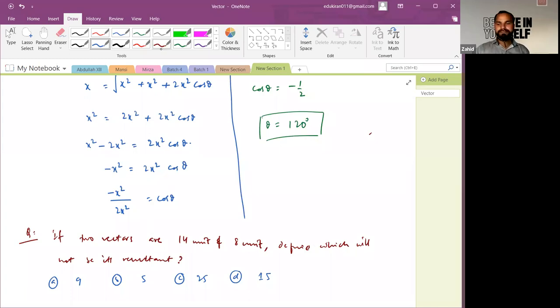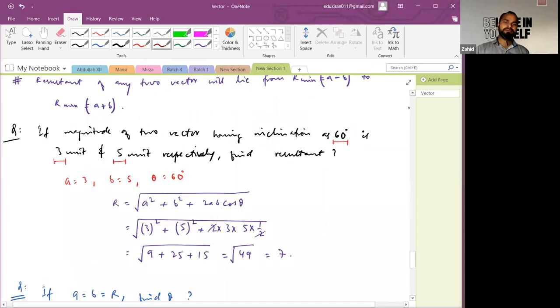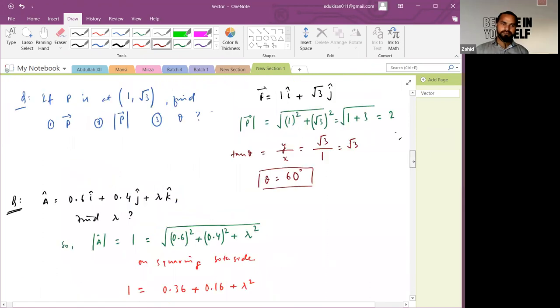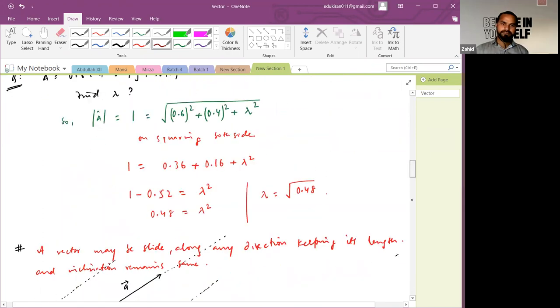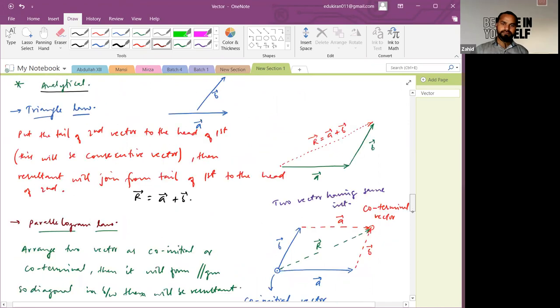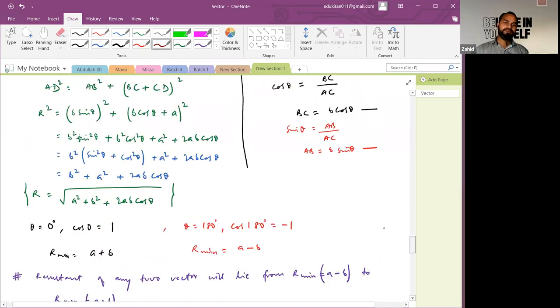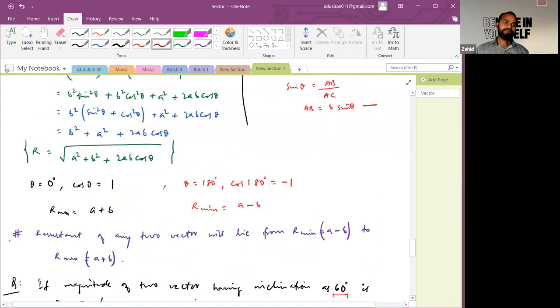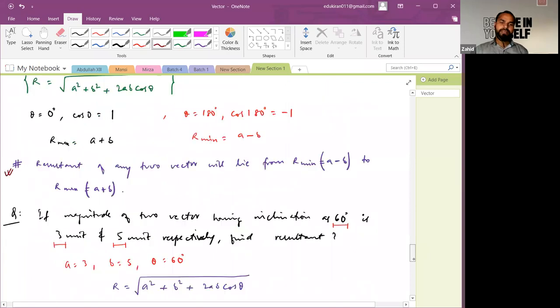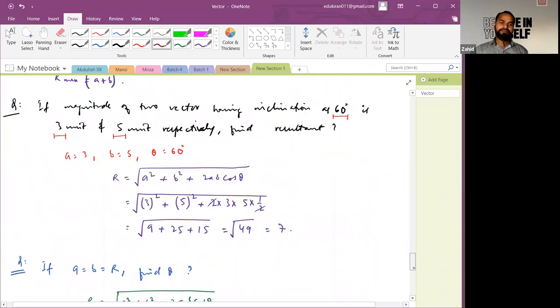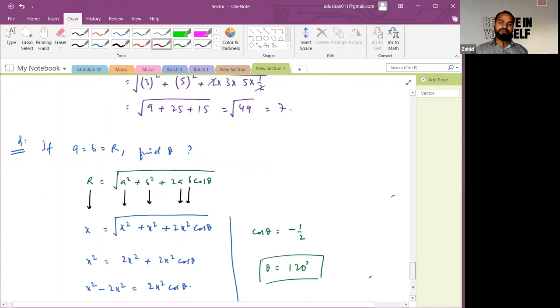Try to solve. Just use this concept. For the resultant of any two vectors, it must lie in between the minimum value to the maximum value, and try to solve.